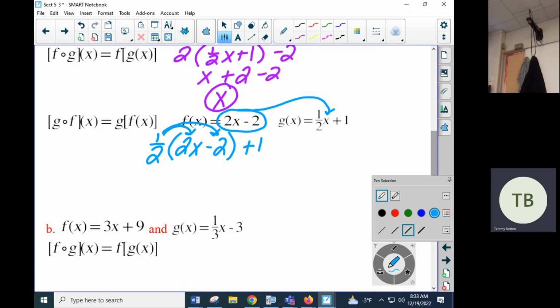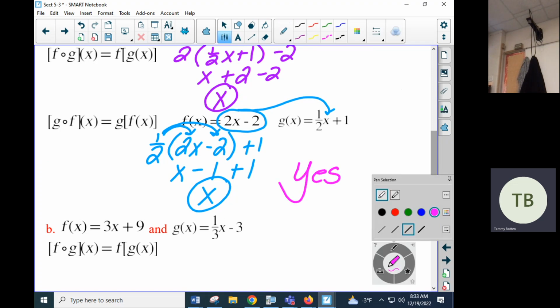Okay, 1/2 of 2 is 1, so that's just x. 1/2 of 2 is 1 again, and then plus 1. The -1 plus 1 is x, and your final answer is just saying yes or no. Do you have an inverse or not? Because f of g of x was x and g of f of x was x, our answer is yes, that they are inverses of one another.